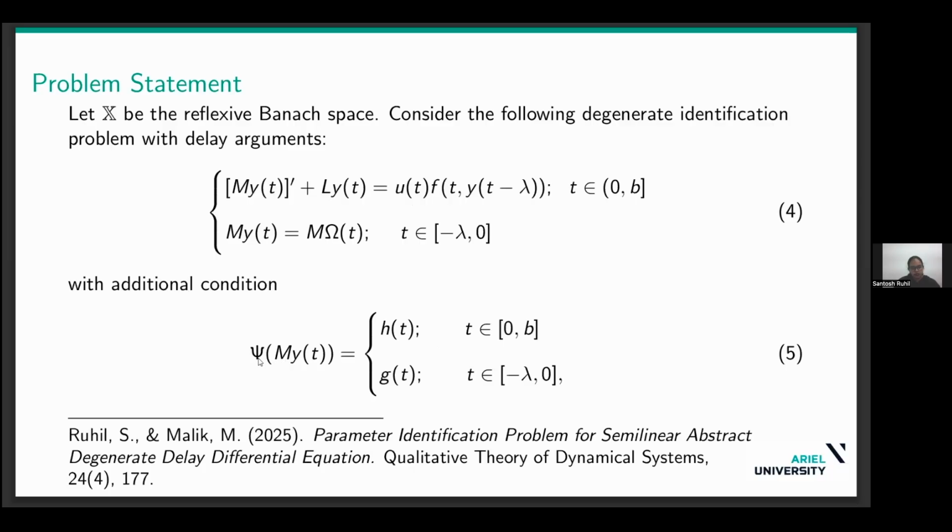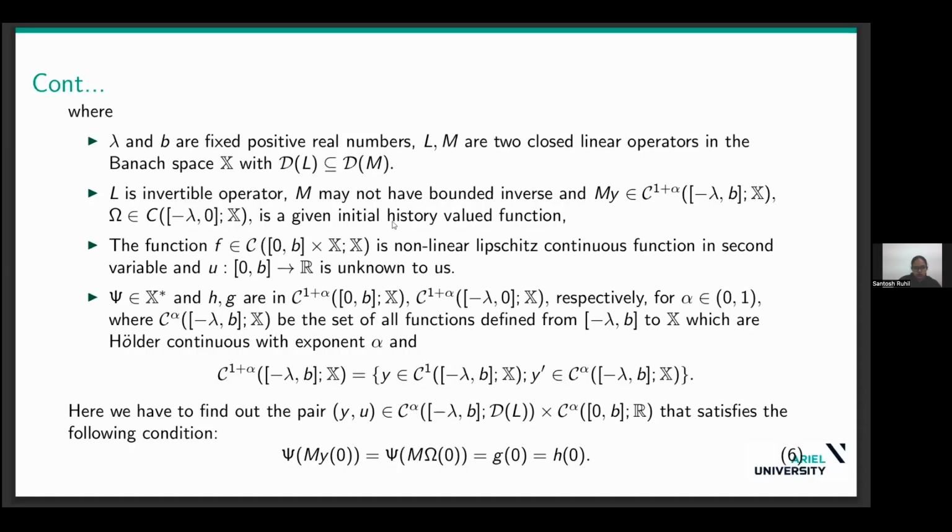Here psi is a continuous linear functional from the Banach space X to R. H and G are given real valued functions that are defined in some suitable spaces. Our goal is to find the unknown parameter U along with the solution Y by using this additional condition, which is given by equation 5. So these are the terms that I already introduced to you. Here H and G are in C^(1+alpha) spaces, where C^alpha is the set of all Holder continuous functions with exponent alpha, and C^(1+alpha) is the collection of all continuously differentiable functions whose first time derivative is Holder continuous with exponent alpha.